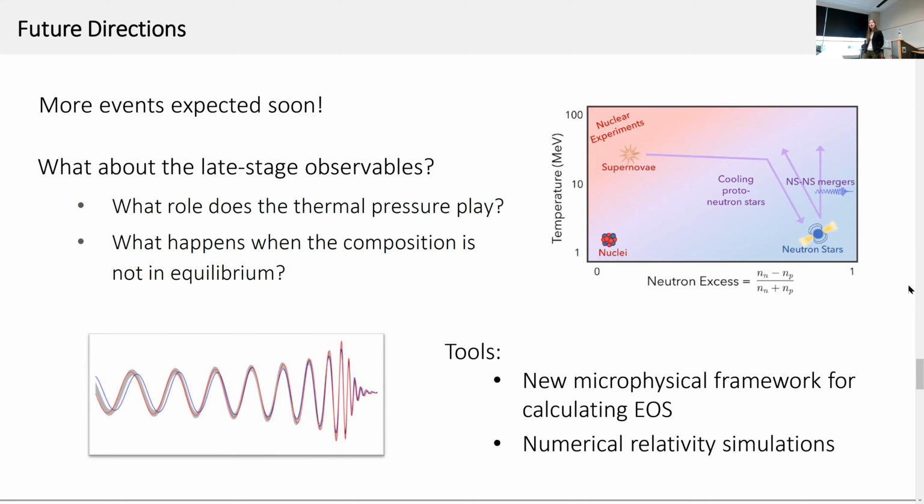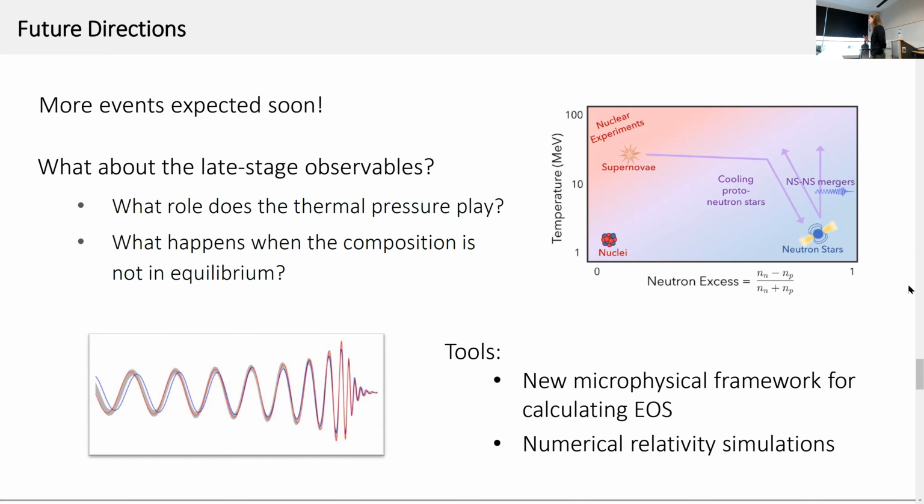But hopefully over the remaining year of this observing run, they will detect more and more of these. And as we start to build up statistical ensembles, we can start to shrink those error bars and hopefully get competitive constraints with other constraints that we have on the equation of state. And moving forward, as we start to want to use these late-stage observables to constrain the equation of state, we're going to need to start thinking more critically about how we're treating the thermal pressure.